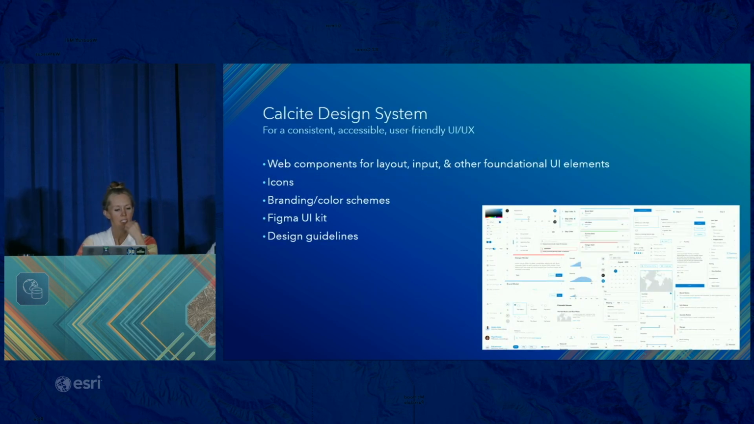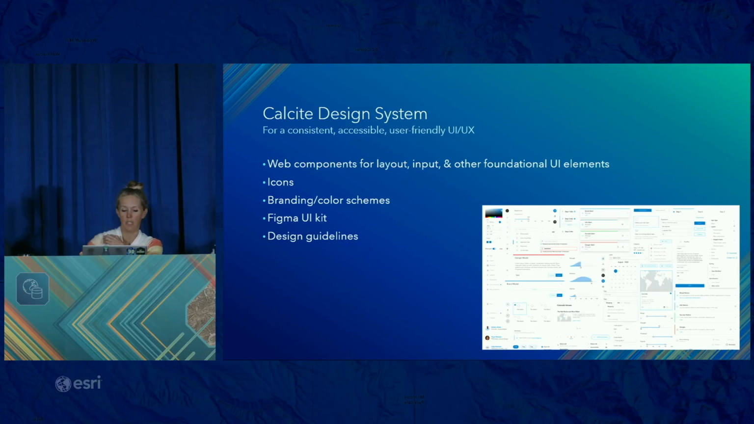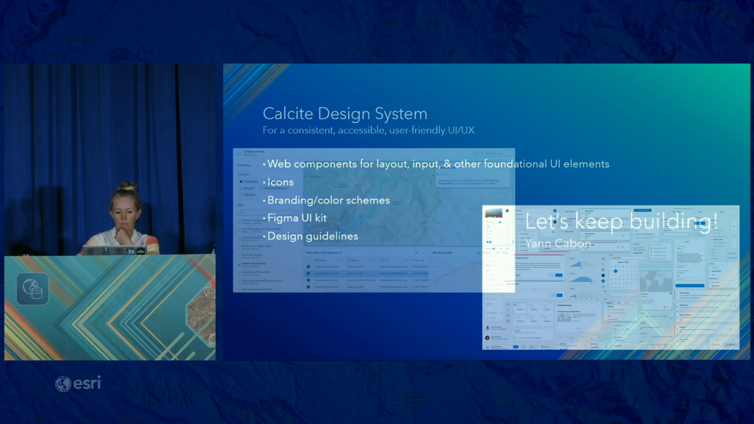And again, we used Calcite Design System. I only talked about the web components, but you also have a gigantic icons library that you can use throughout your UI. There's also all the Calcite icons, and there's a mapping set of icons. There's branding and color schemes that you can use. There's a Figma UI kit, so if you are working with a designer, they can work within the tools they're familiar with. And then there's a one-to-one correspondence between what you design in Figma and the components you can use to build your application. And then there's design guidelines.